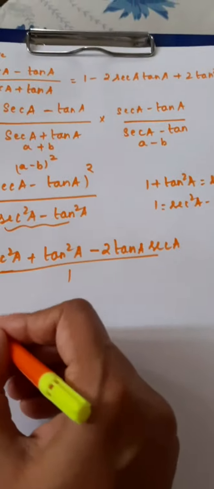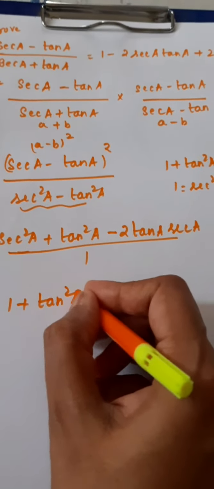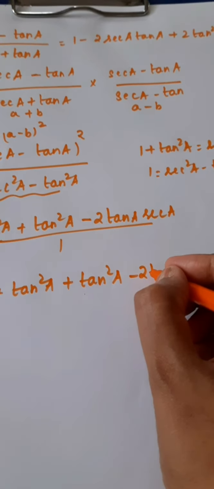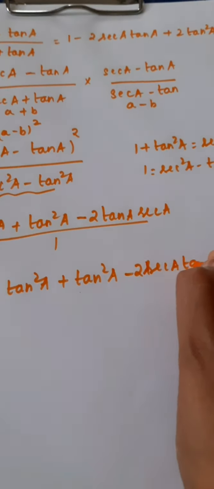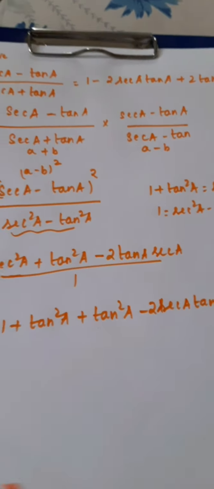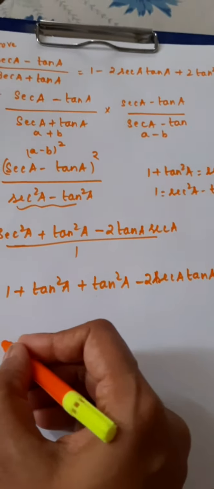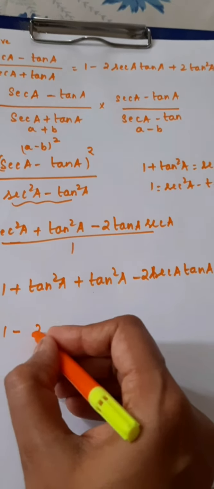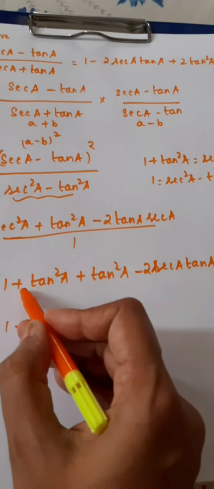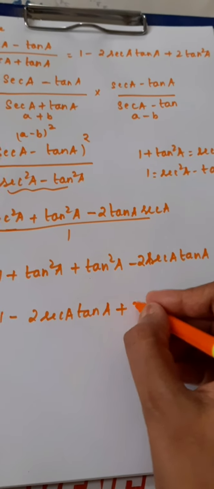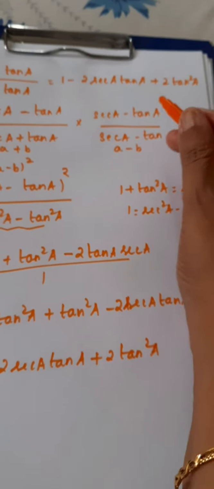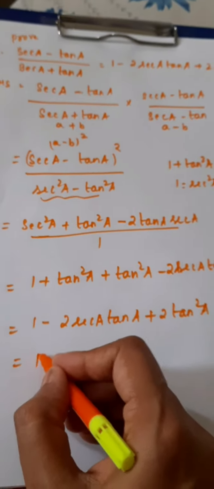Secant square can be written as 1 plus tan square, minus 2 tan A secant A. Order is as per the RHS. I'm just rearranging it. Within multiplication, it doesn't make any difference. So that is 1 minus 2 secant A tan A plus 2 tan squares are there. So 2 tan square A. That is the RHS. Hence, proved.